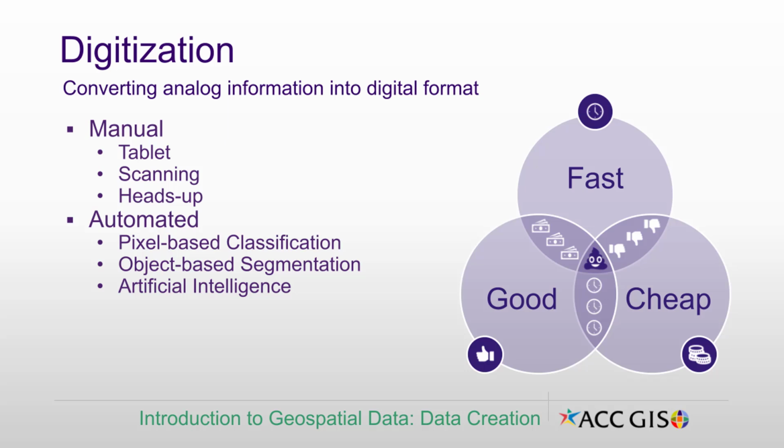And one way to figure out which approach is best is the Venn diagram that you see on the right. That Venn diagram shows good, fast, and cheap. You can have two of those three, but you can't have all three when you're completing a project. What that means is you can have it good and you can have it fast, but it's going to cost a lot of money. You can have it fast and you can have it cheap, but it's not going to be very good. Or you can have it good and you can have it cheap, but it's going to take a lot of time.